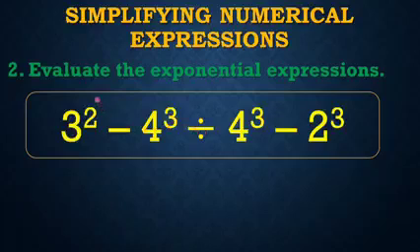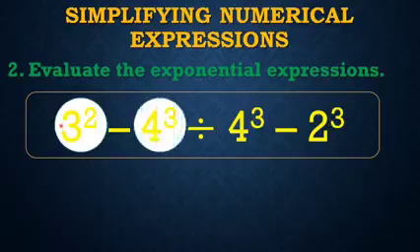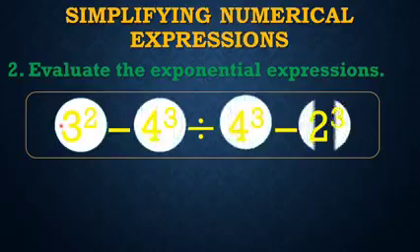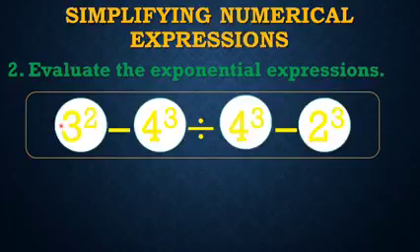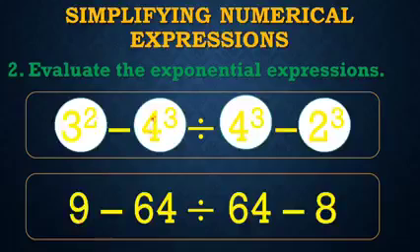In this case, we have your 3 squared. You need to operate that first. We have also your 4 cubed, another 4 cubed, and we have your 2 cubed. So, gagalawin natin yung exponential expressions na to. Since wala tayong grouping symbol, ito yung i-work out natin. And we know that 3 squared is also the same as 3 times 3, or that is 9. 4 cubed is also the same as 4 times 4 times 4, that is 64. 4 cubed is also 64, and 2 cubed is 2 times 2 times 2, which is equal to 8.